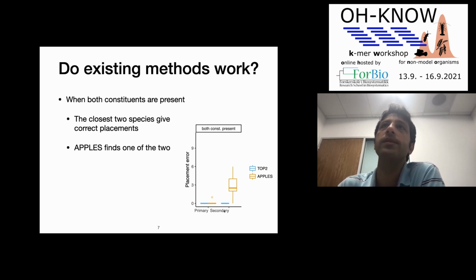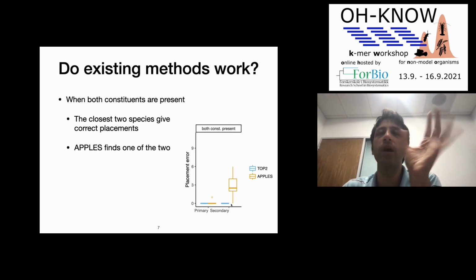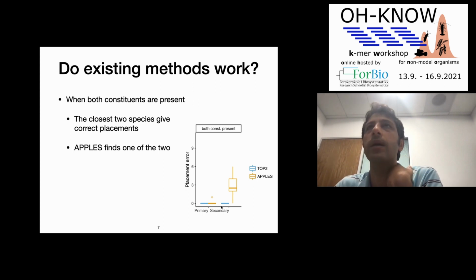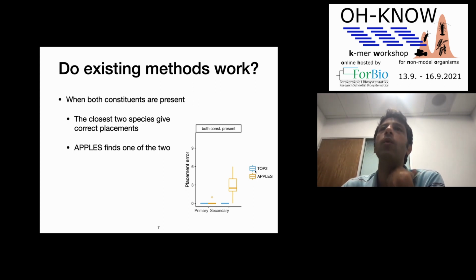So we see primary, secondary. That's basically asking, is it finding the correct constituent 1 and constituent 2? The name primary, secondary is arbitrary. Is it able to find them correctly? Top two always finds them correctly. APPLES, most of the time, finds one of them correctly. It cannot find the other one correctly.